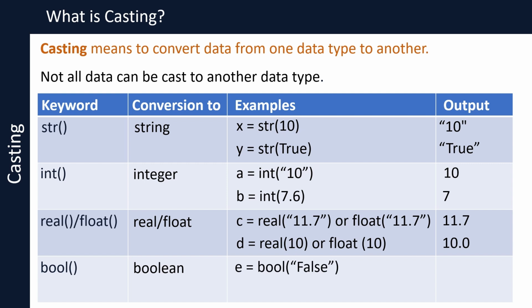For example, e equals bool("false"). This converts string value false to Boolean value false. Next example is f equals bool(1). This converts integer value 1 to Boolean value true.